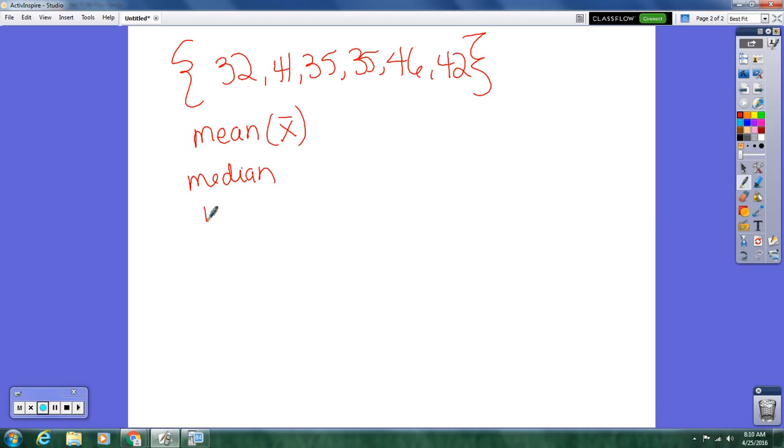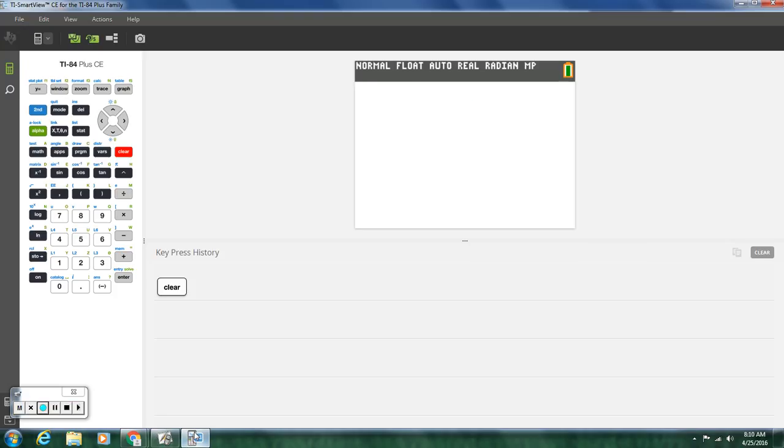The one thing the calculator won't do for you is find the mode. But what number occurs the most there? 35. So that one's simple. 35 occurs the most. Now, here's what we're going to do with the calculator.